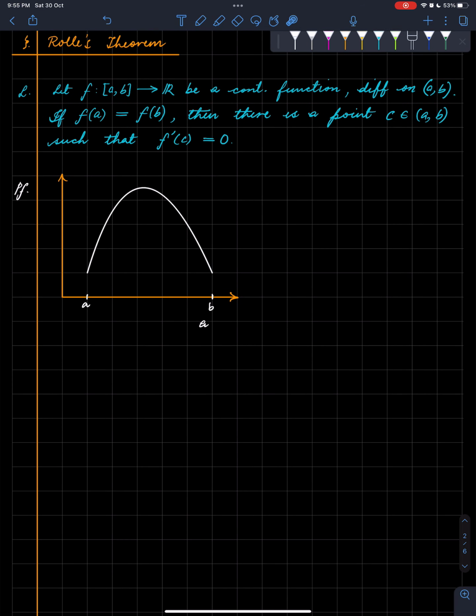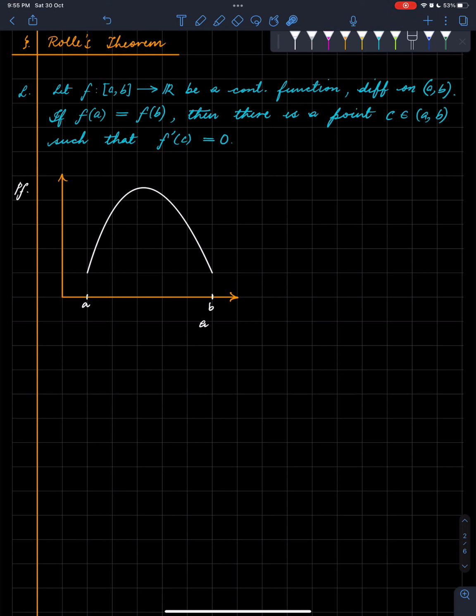All right, so let's start. Suppose we have a continuous function on this closed interval, which is differentiable in this open interval, such that it takes the same value on the endpoints. So f(a) equals f(b). Then the claim is that there is a point c in this open interval such that the derivative of f at c vanishes.